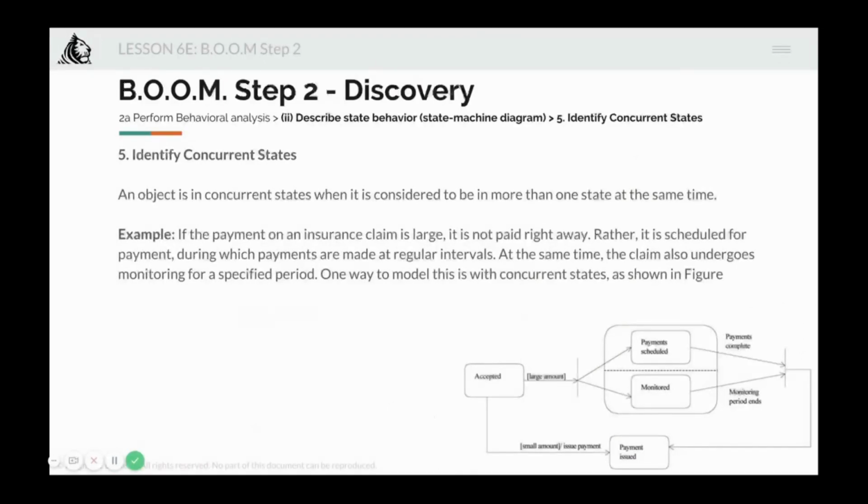Once all payments have been completed, the case makes the transition out of the payments scheduled state. When the monitoring period is over, it makes the transition out of the monitored state as well. When both these transitions have occurred, that is indicated by the second vertical bar, or a join, on the right side, and the object moves into the payment issued state. On the other hand, if the amount of an accepted payment is small, it immediately goes into the payment issued state. This is a simple example to introduce the concept of concurrent states. Concurrent states can get much more complicated. For example, each half of the diagram typically depicts a series of state transitions.